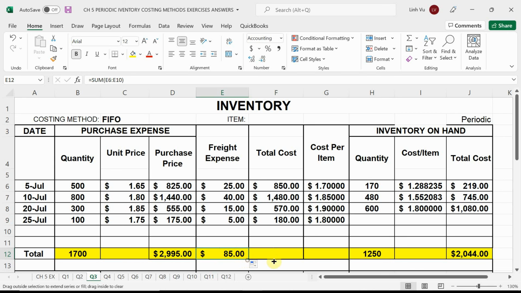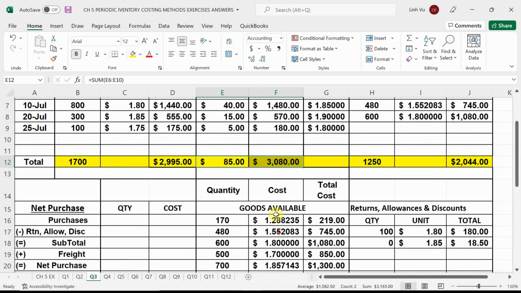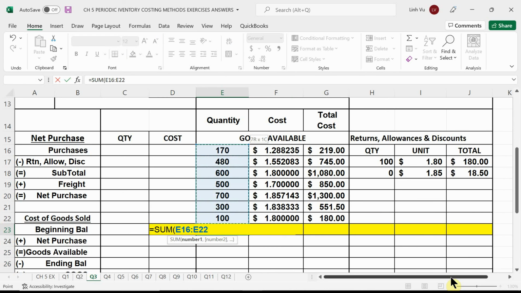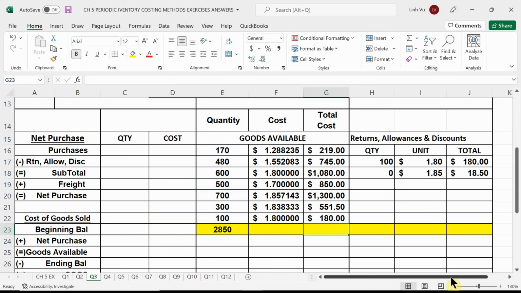So that means my grand total cost is going to be 3,080. Okay? Okay, so what is my total goods available? $2,850. Okay, and I'll go ahead and give you the sum here. That's going to give you 4,925. Okay. What was my total amount of returns?